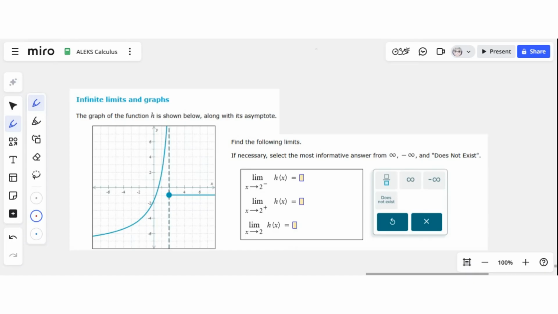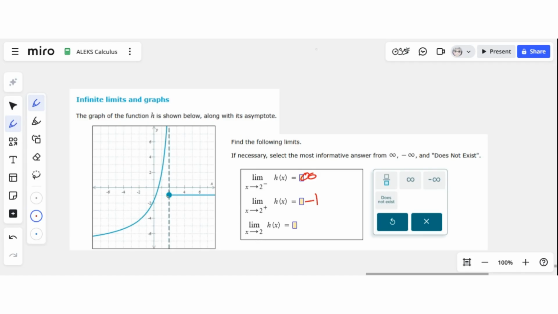First, we want to find the limit as x approaches 2, and clearly 2 is this dashed line here, from the left, from the negative side. And as we approach from the negative side, it looks like the function's getting higher and higher. So I would say we've got an infinity there. And then from the right, well, it stays steady at -1 that whole time. And at 2, it's defined as -1.